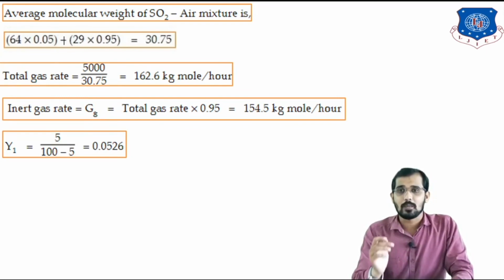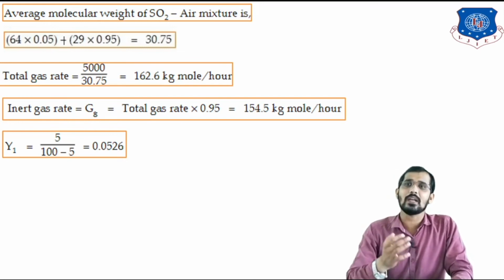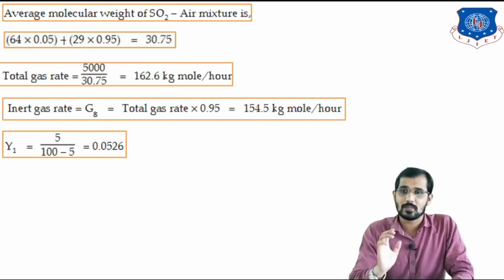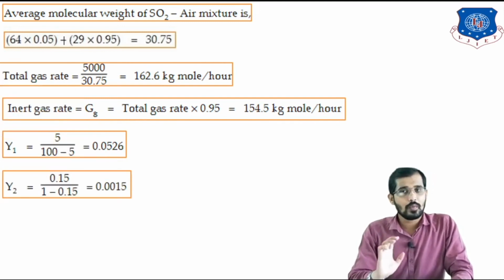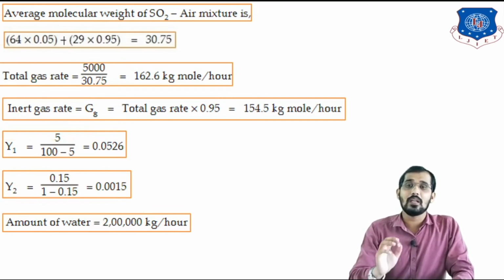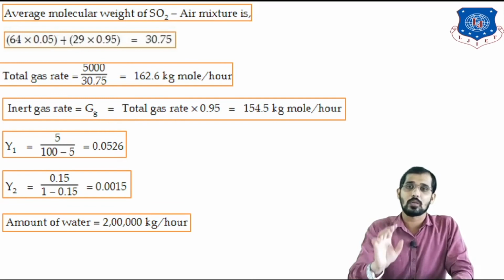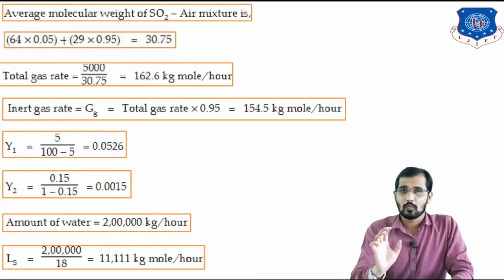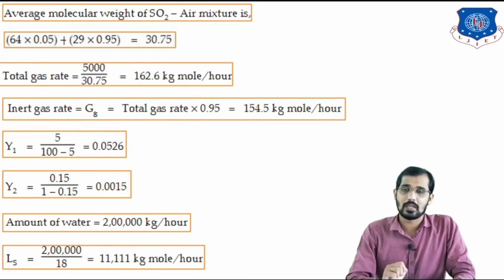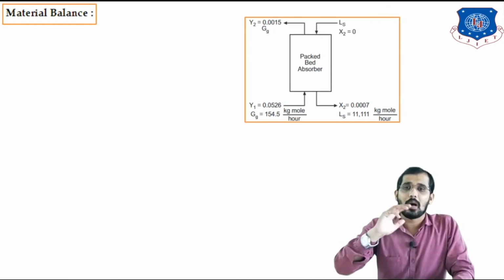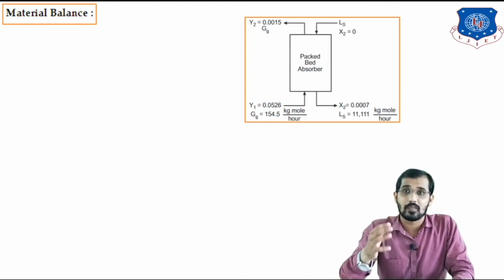Y1 and Y2 are nothing but the moles of the solute present in the gaseous stream at the inlet section and outlet section, but on a solute free basis. So in this manner we can calculate Y1 and Y2. After that we have calculated the total liquid flow rate, similarly to the total gas flow rate. For that, what we have done here is 2 lakh divided by 18 is equal to this value, that is 11,111.